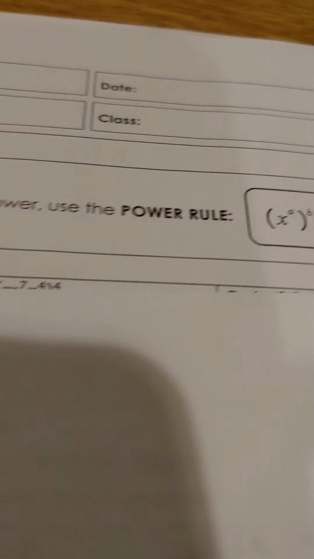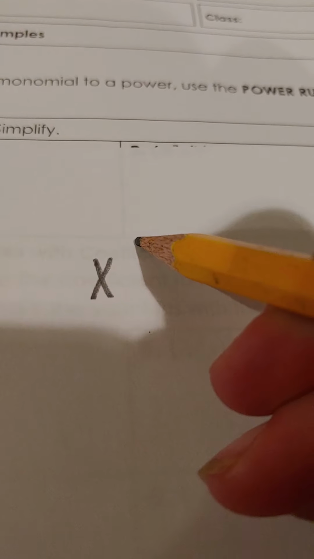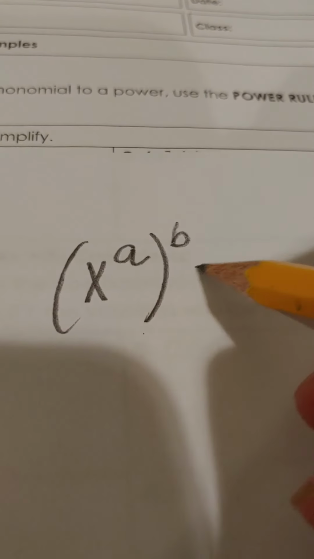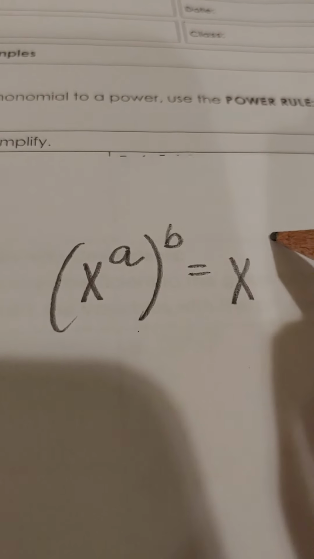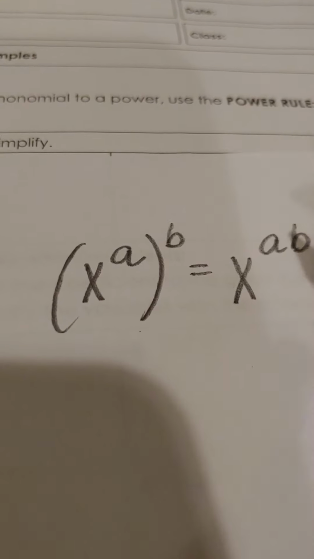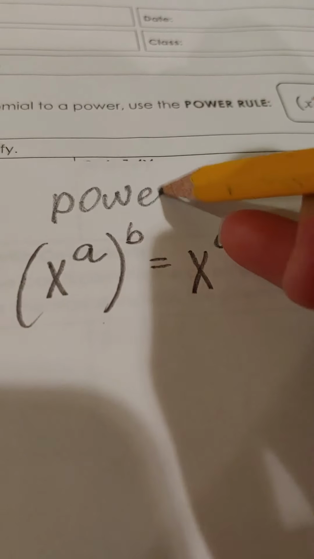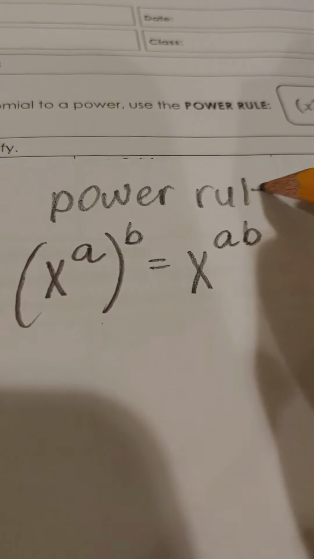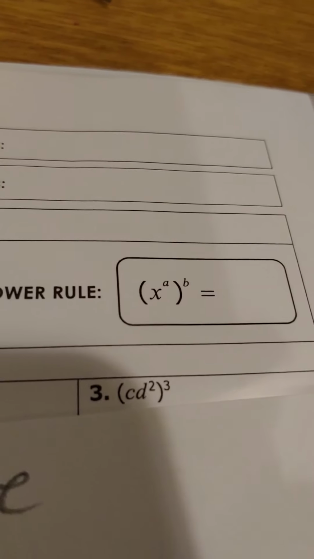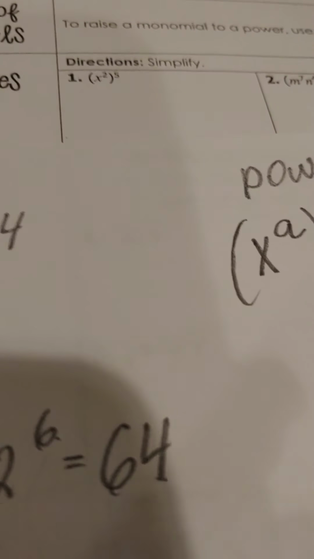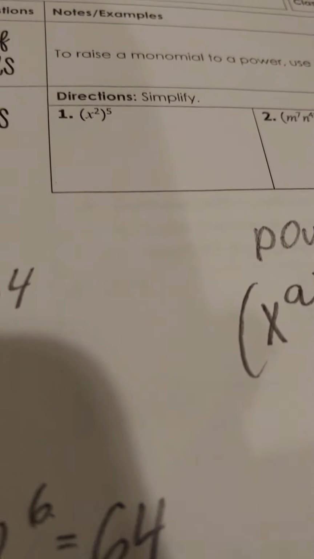So the general case of this power rule is when you have a variable, like anything to some power, and then you have to raise it to the other power, you have to multiply the powers. So it's actually x to the power a times b. So this is power rule. And then this should be in your notes. Power rule. And the notes are right here on the right hand side. So now we're going to look through a couple of problems, and then you will be on your own.